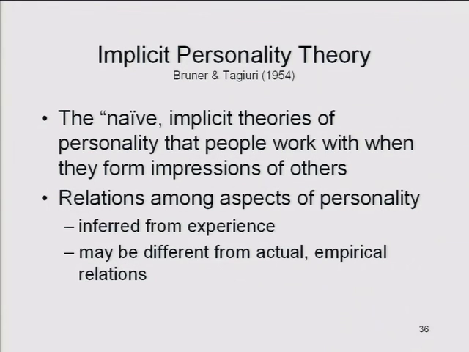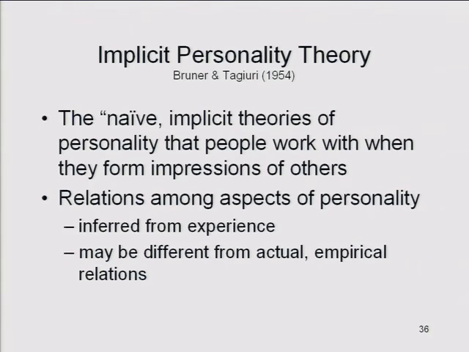And what Bruner and Tagiuri argued was that we carry around in our heads a pre-existing cognitive structure, a pre-existing cognitive representation of what personality is like, that we use as a framework for forming impressions of personality and helping us remember the things about personality. So what do we mean by implicit?